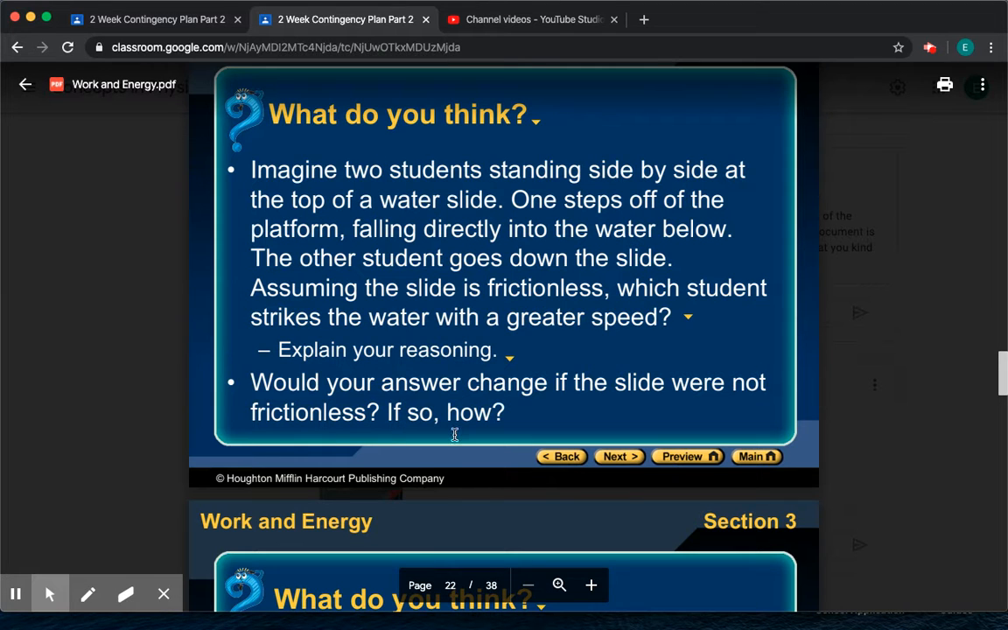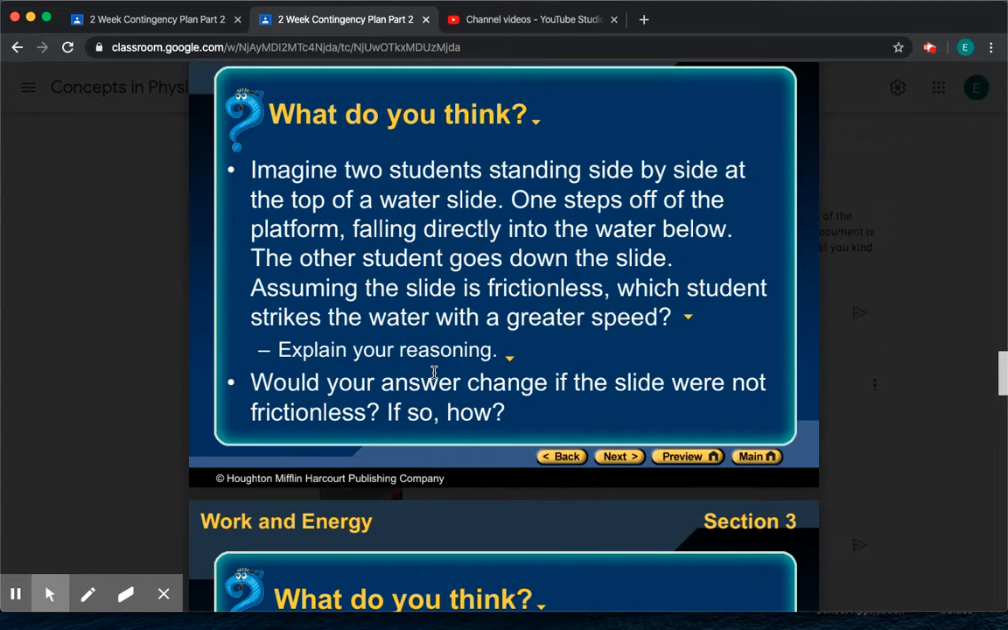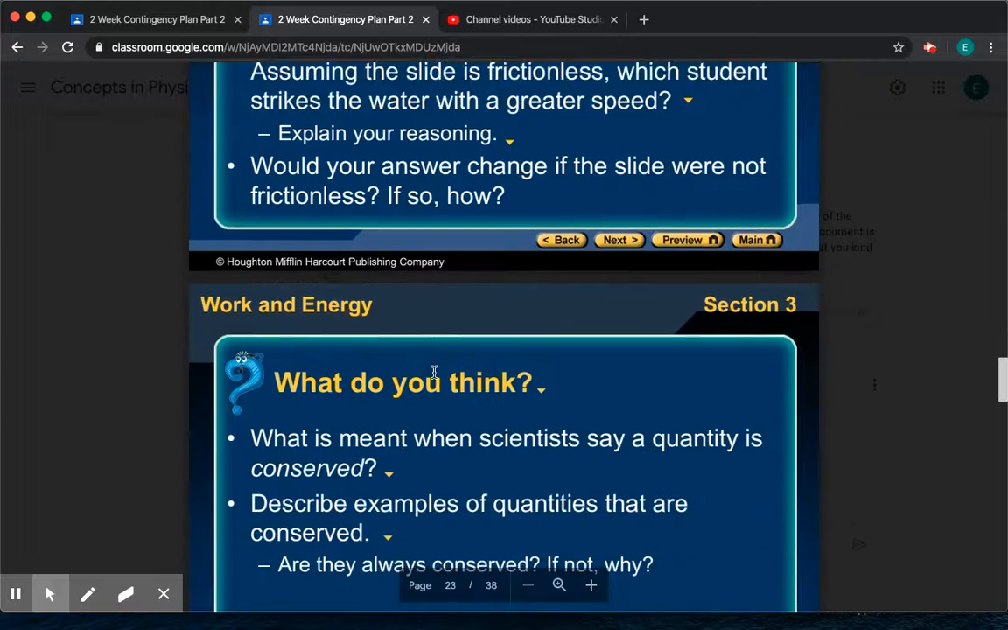If the slide had friction, would that change? The answer is yes. If the slide has friction, when you go down the slide, some of your potential is being lost to friction. It's being lost to things like heat. Some of it is being transformed into other stuff. But if there's no friction, whether you take the slide or you jump off, if you're going down the same height, you're going to hit it with the same speed.